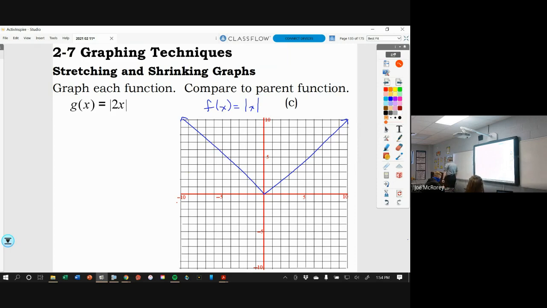Is the value of x being changed? Yes. The x value is being changed. The y value is not being changed. This is going to be a horizontal something. Right.